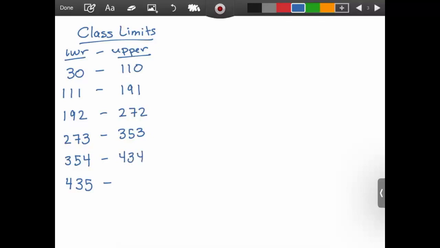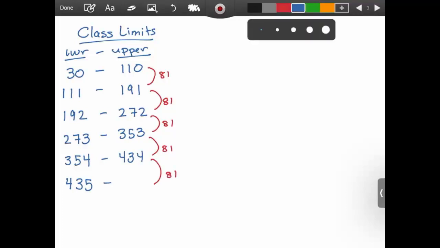Okay, what about this last one? Well, if you're noticing here, each of these also have a difference of 81, whatever the class width is. So if I just add 81 again, that will give me the last upper limit. Let's see, so that would give me 515.